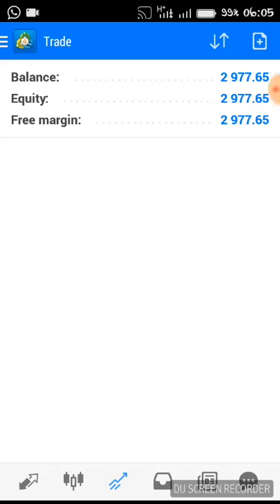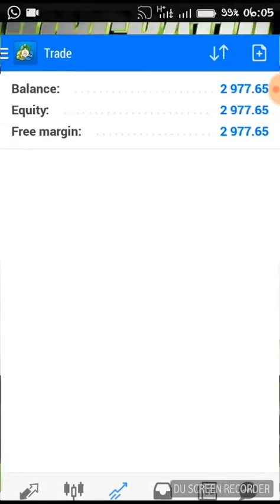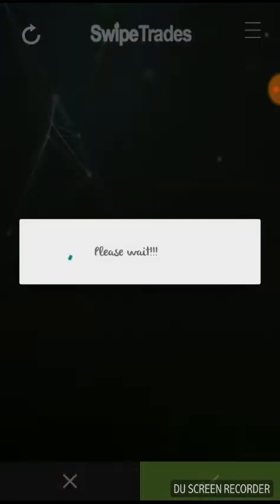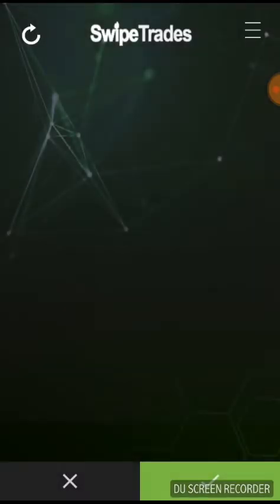Good morning. I just want to rush over an example of how to use your Swipe Trade. The first thing I'll do is, I just got an alert from my Swipe Trade, so I come over here and check it. As soon as it opens up, you'll be seeing something like this.